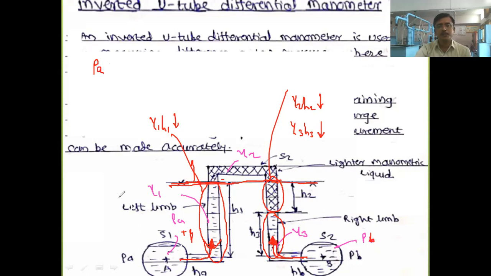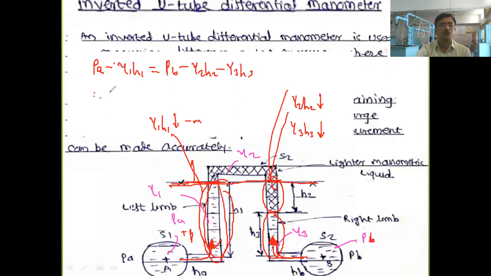Using the notation, PA is acting in upward direction, so we have taken a positive value. Then this pressure intensity is acting in downward direction, so the notation will be minus, negative. So minus gamma 1 H1, equal to, on the right hand side, first of all positive PB, which is acting in upward direction. Then gamma 2 H2 is acting in downward direction, so we write minus gamma 2 H2, right? What about gamma 3 H3? It is also acting in downward direction, so I can write minus gamma 3 H3.